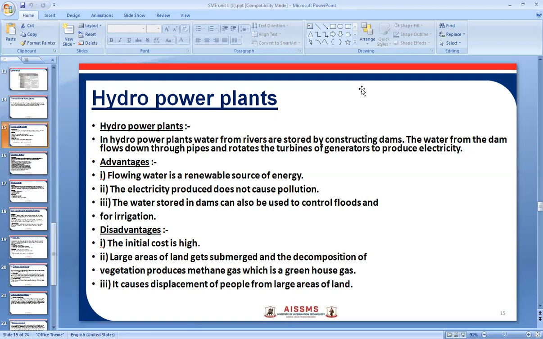Next component is the surge tank. The function of the surge tank is to protect the penstock from sudden variation of the flow or velocity of water.